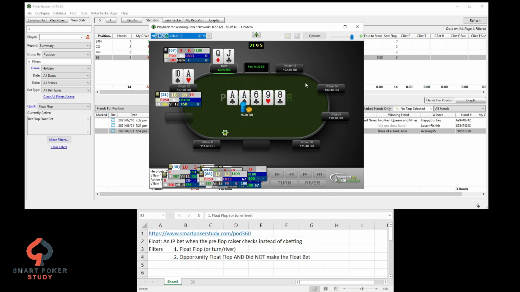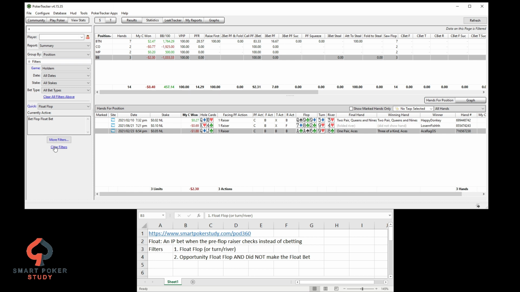So that's what we're doing as we're reviewing these hands. We're looking for, were our bluffing attempts positive EV good plays to make, or were they negative EV plays that cost us money? So that's the first filter, float on the flop.